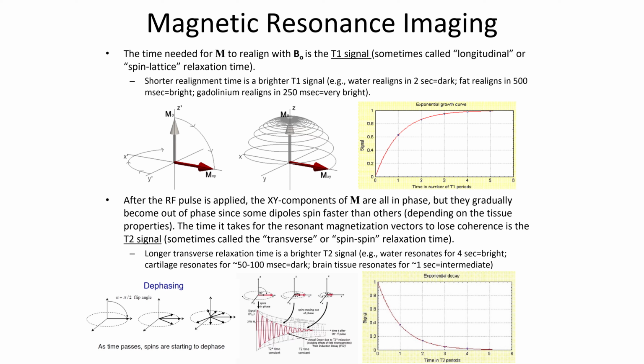So an important concept here is that pixel intensity is determined by the duration of resonance. Okay, and we'll see that with the T2 signal too, although in a different way.